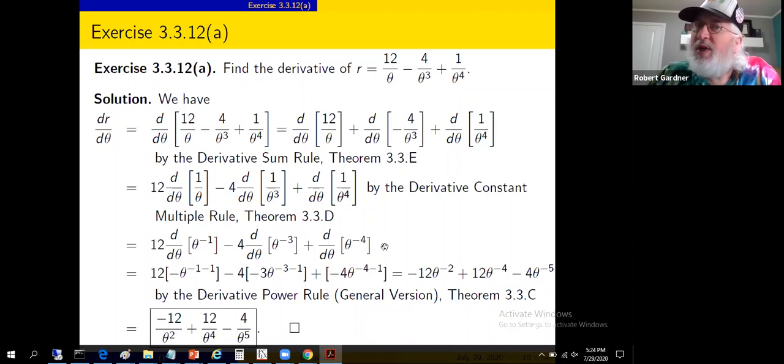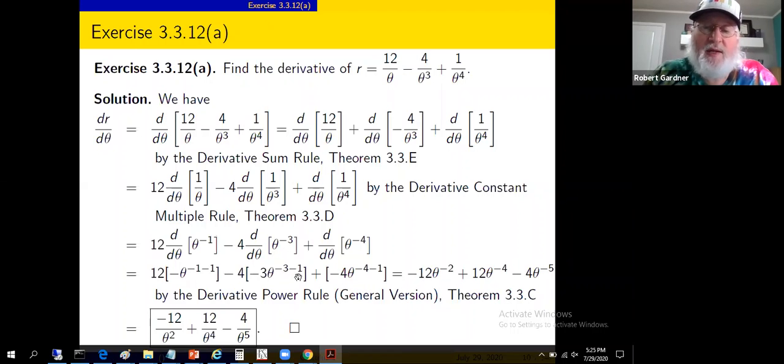Do you know how to differentiate when you have a negative integer exponent? We've claimed we do. It's theorem 3.3.c, the general version of the derivative power rule, says bring the exponent down and subtract 1. Okay. So theta to the -1, bring the -1 down front, subtract 1. -3 exponent, subtract 1, -4 becomes a coefficient, subtract 1. Keep an eye on these. You're subtracting from negatives. So the exponent went from -1 to -1 minus 1, which is -2.